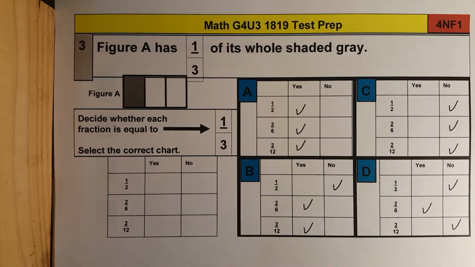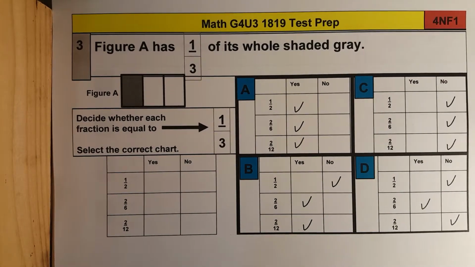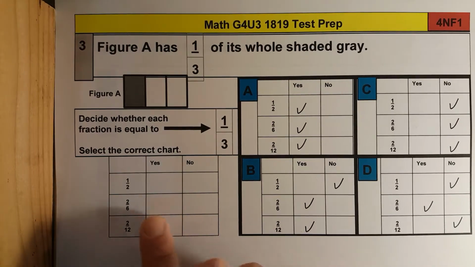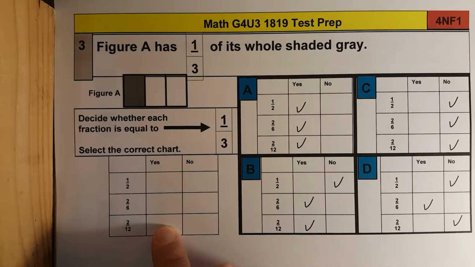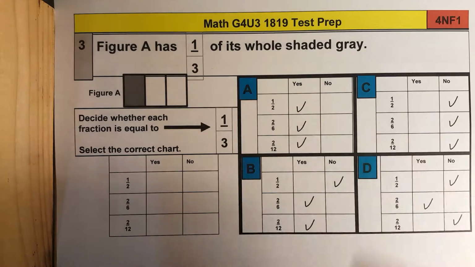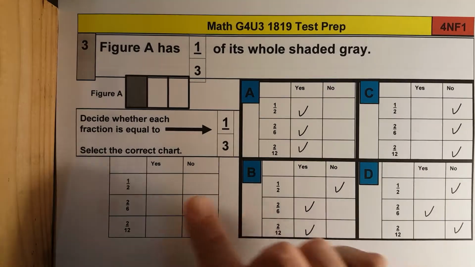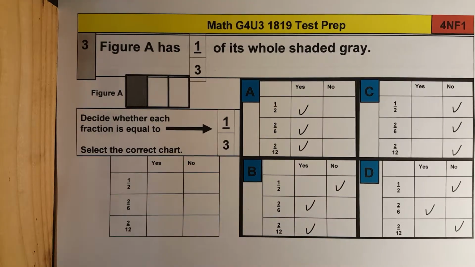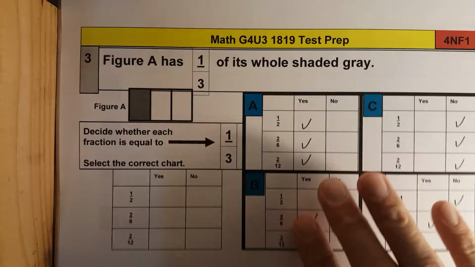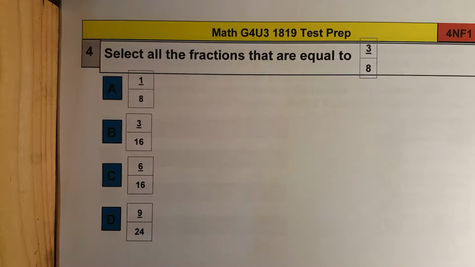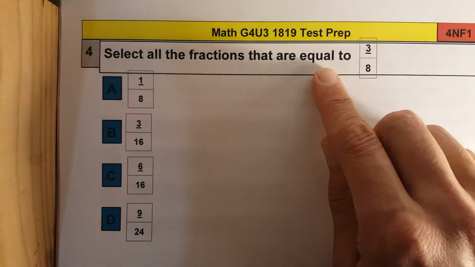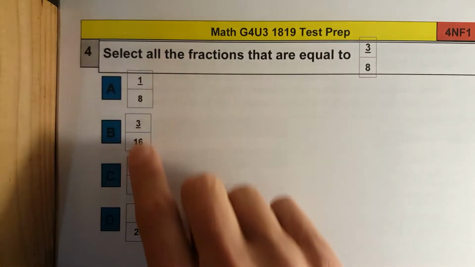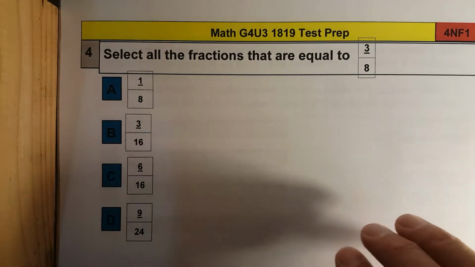Number 3. Now, number 3, when you see these types of problems, especially on the SBAC, you basically have to solve each one, and then you align it to the one that's correct. So basically it's 1, 2, 3 problems for number 3 because you have to do all 3, and you'll see that in the video coming up. Number 4, again, you see the keyword is equal. Notice it says select all, so this one's going to have 2, 3, maybe 4 answers.